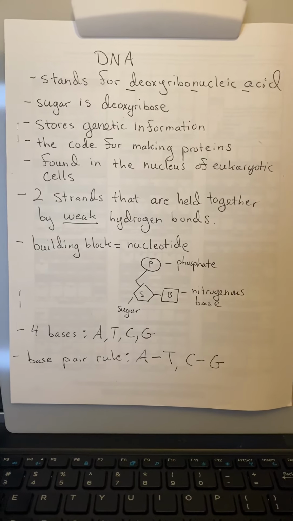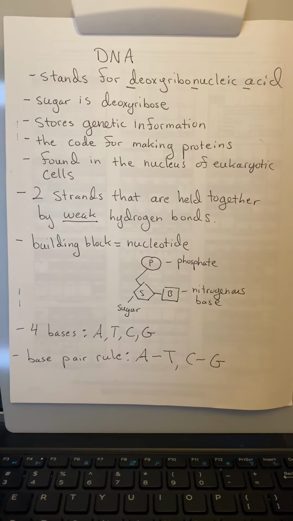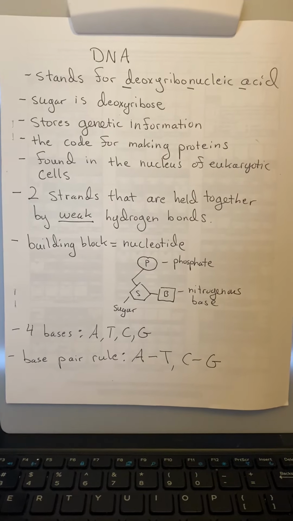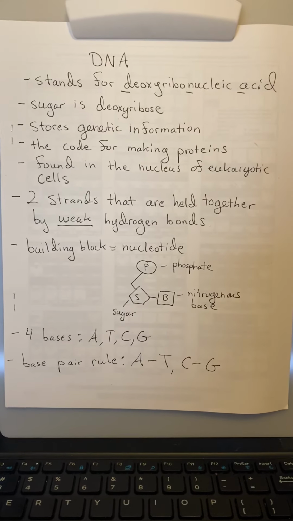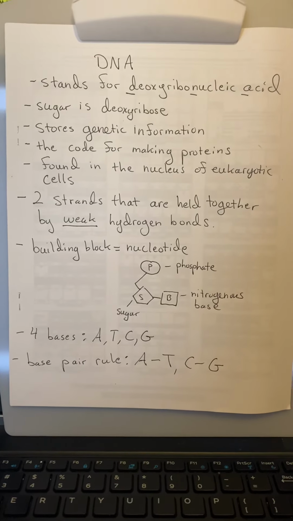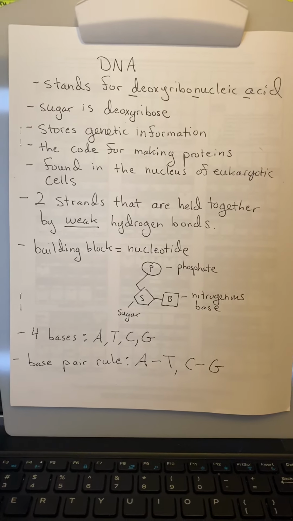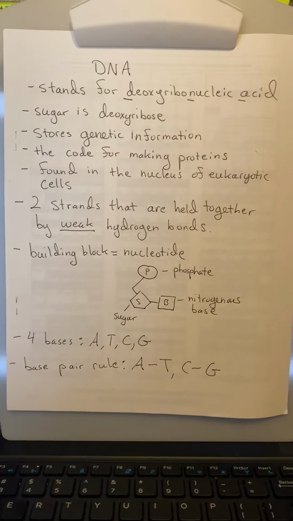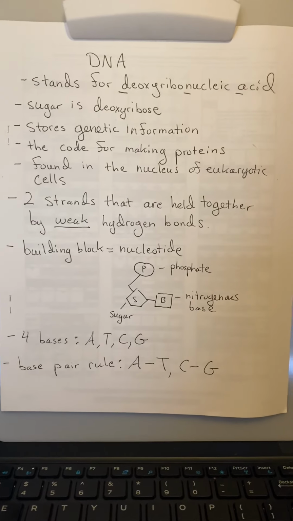deoxyribonucleic acid. In that name, that indicates the sugar that is a part of DNA, and the sugar is called deoxyribose. Remember from our macromolecules unit, when we learned about carbohydrates, a lot of sugars end in OSE, like lactose, maltose, fructose, sucrose, and then of course deoxyribose and ribose. So you know you're dealing with a sugar. So the sugar is deoxyribose.